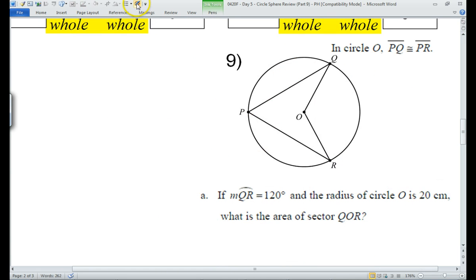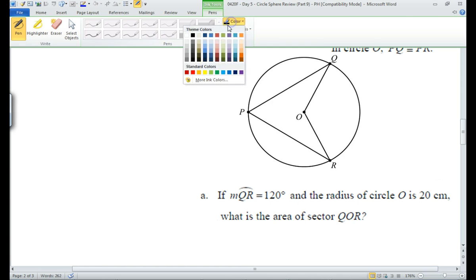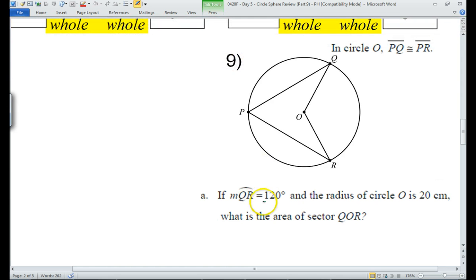Okay, let's move on to number 9. We are supposed to find the area of sector QOR. This is part A. So sector QOR, of course.